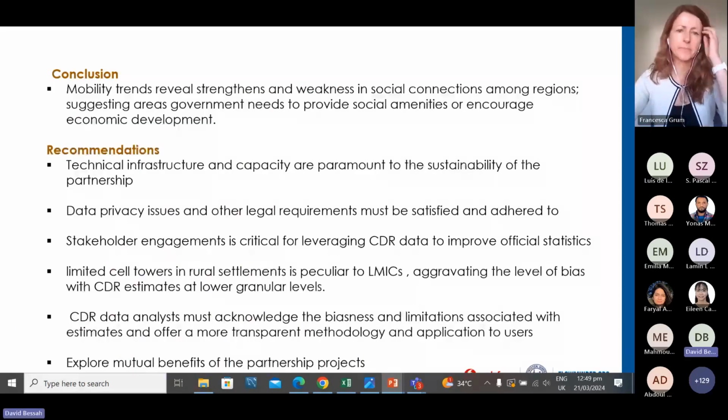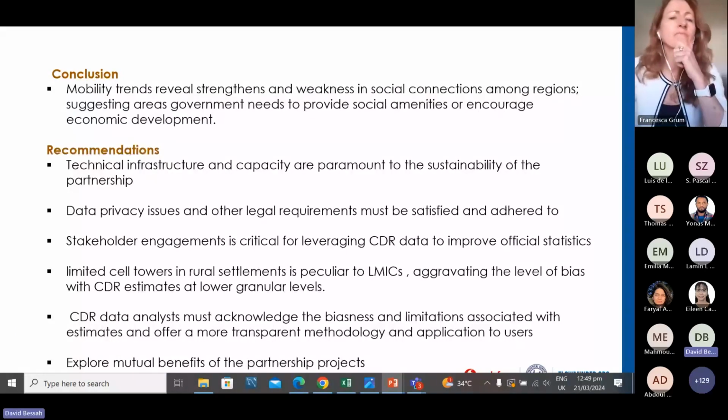So by conclusion, I want to indicate that mobility trends reveal strengths and weaknesses in social connections among regions, suggesting areas where governments need to provide social amenities and also encourage economic development. Just to share with my other colleagues in NSOs some recommendations.